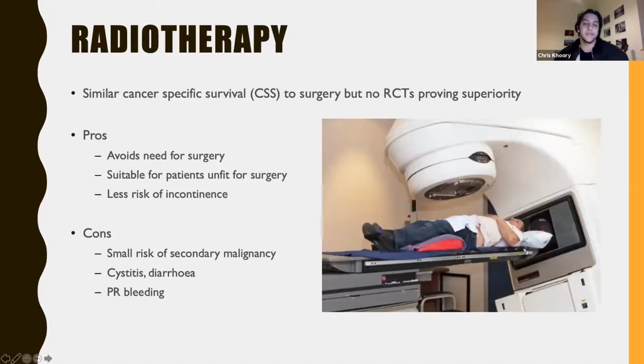Radiotherapy is an alternative to surgery. It has a similar cancer-specific survival to surgery, but there are no randomized controlled trials which prove its superiority. Pros of radiotherapy: it avoids the need for surgery, which means that it's suitable for patients unfit for surgery. There's less risk of incontinence, but there are some cons. There is a small risk of secondary malignancy. It can cause cystitis and diarrhea, and PR bleeding as well.